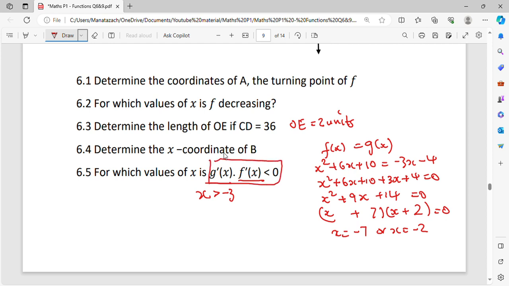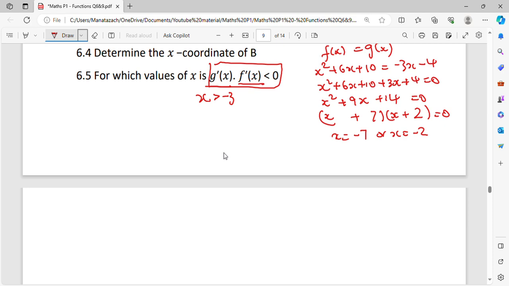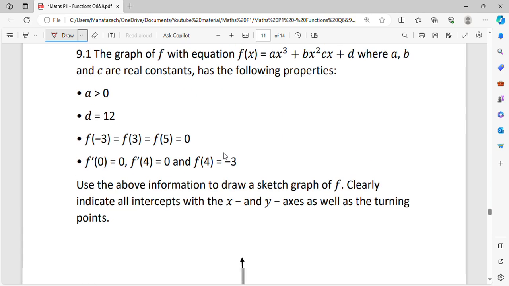Okay, that's it for question 6. Let's go to the next question.